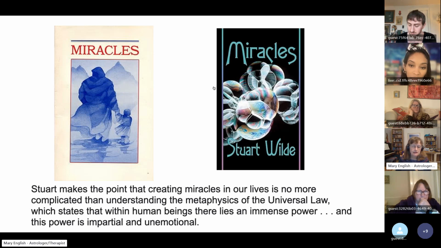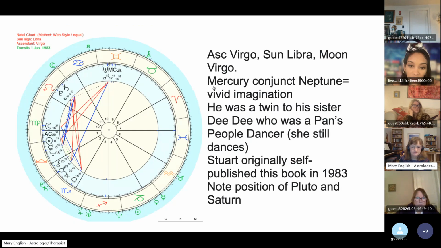But it was that book that pushed his career forward. In the book, he's making the point that creating miracles in our lives is no more complicated than understanding the metaphysics of the universal law, which states that within human beings there lies an immense power, and this power is impartial and unemotional. The cover on the left is the first book that he published himself, and we're going to look at the chart of that. The one on the right is the cover of the Hay House edition. If you've got that left-hand one, it's pretty valuable because there aren't many of them left.